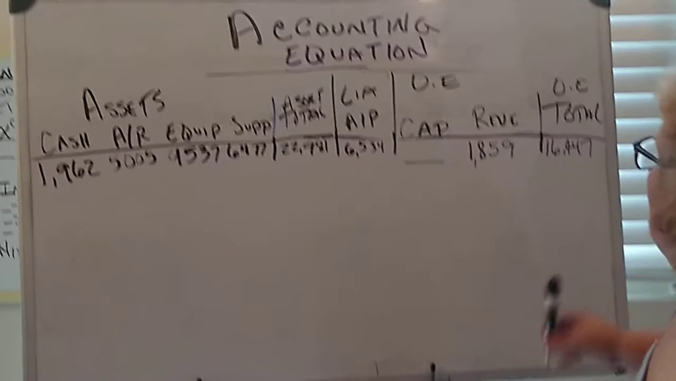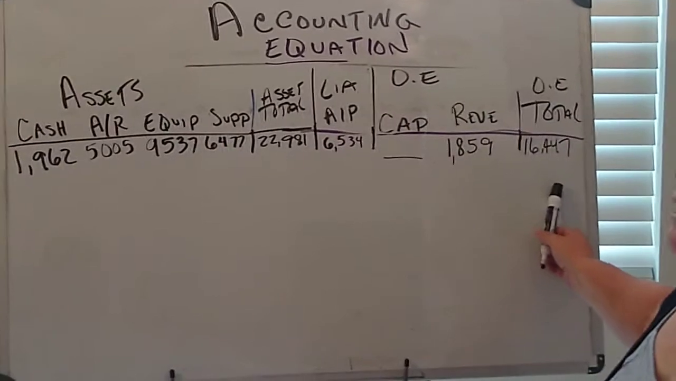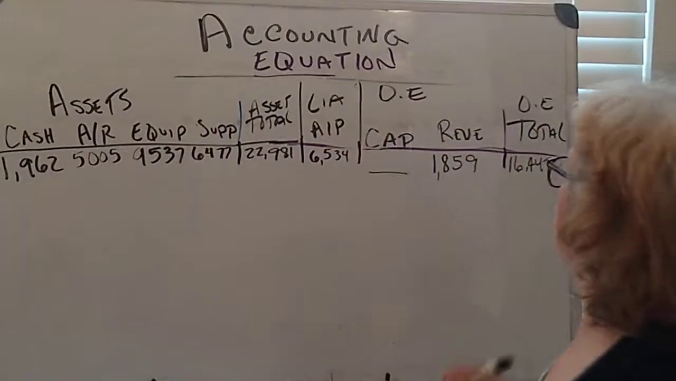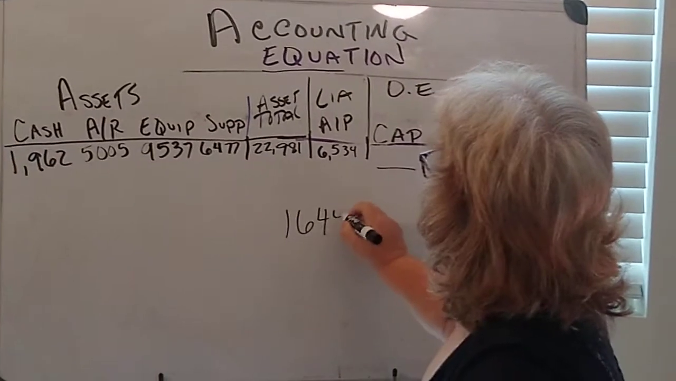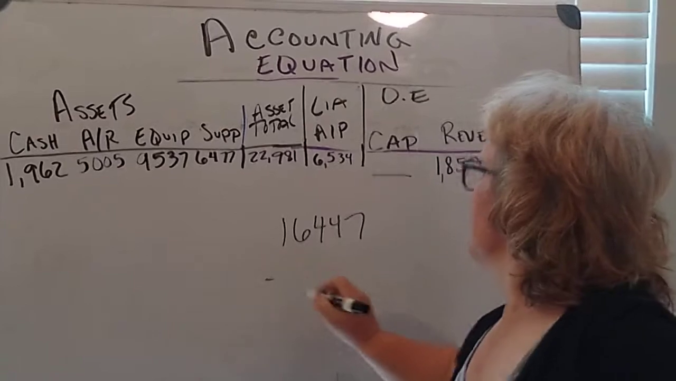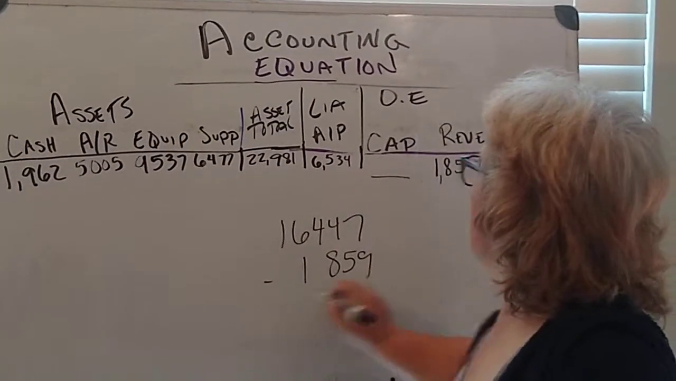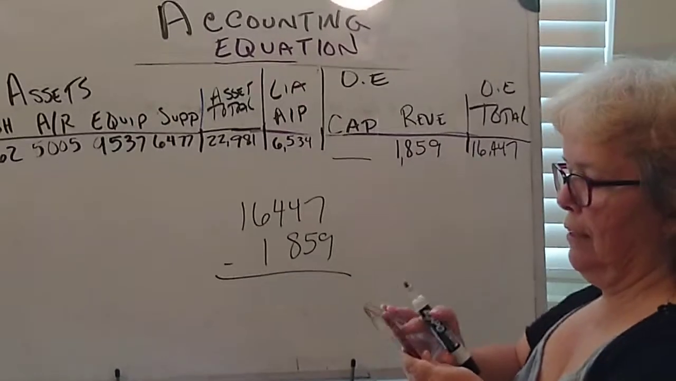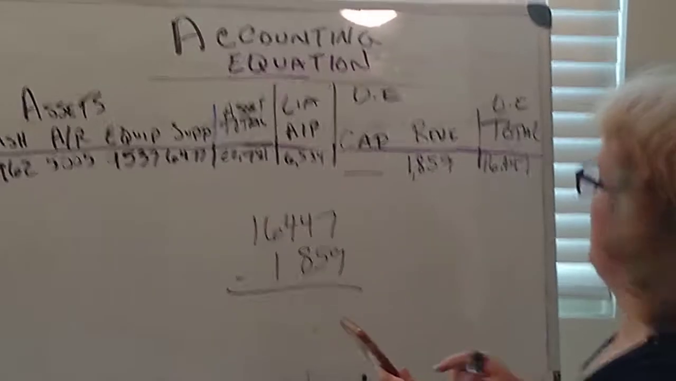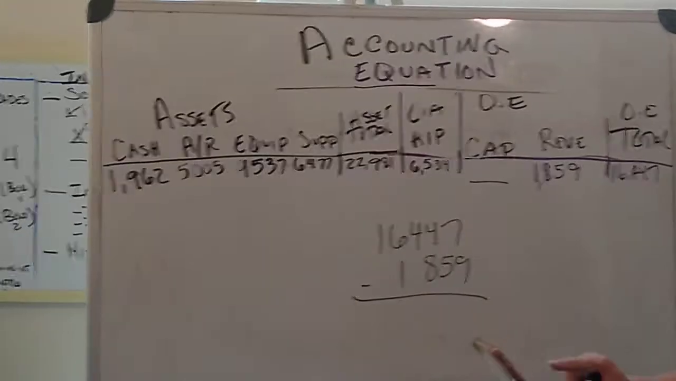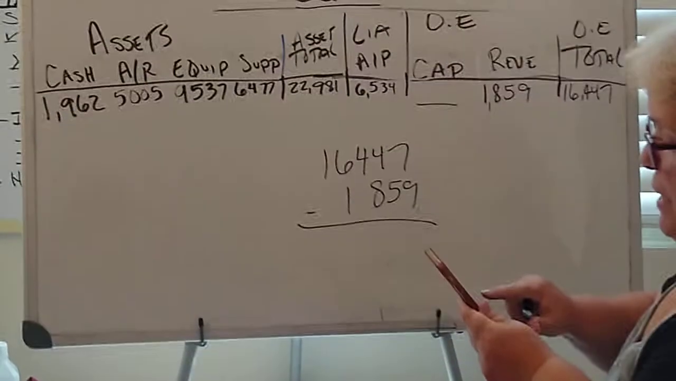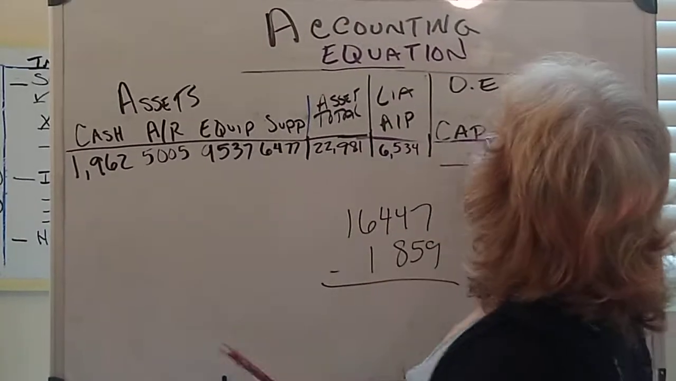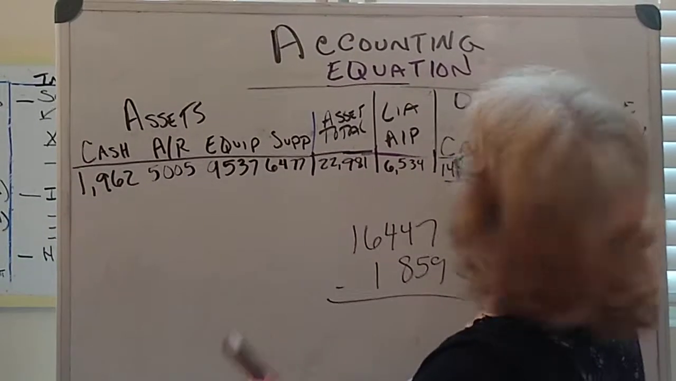So before we do anything else, let's figure out what's missing. So how can we do that? Well, if we have our total owner's equity and we have the revenue, because that's part of owner's equity, right? What's the missing part of that owner's equity? Well, take that 16,447 and do what? If you said subtract the 1,859, that should tell you how much should be in the capital. So we'll go ahead and do that. 16,447 minus 1,859 equals. So I get 14,588.